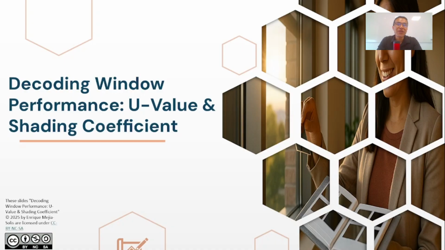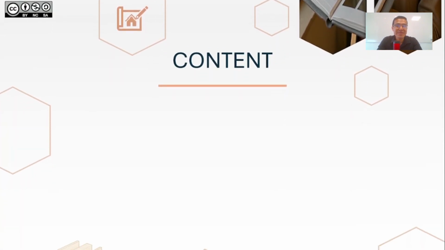In this video, we are going to break down how windows work when it comes to heat. We'll separate the heat from conduction, that's the heat that moves through the glass itself, from the heat you get from the sun. I'll introduce you to two key terms, U-value and shading coefficient, and we'll compare different types of glass, like clear, low-E, and reflective, to see how they perform in both summer and winter. Finally, you'll learn how to figure out when your window area becomes the biggest factor in your building's total gain.